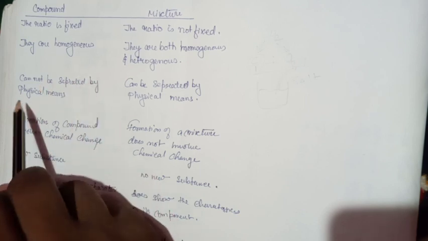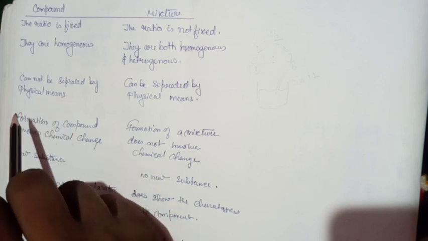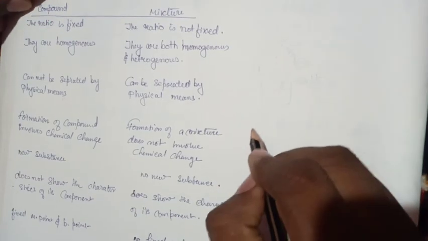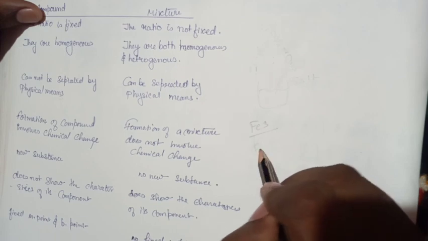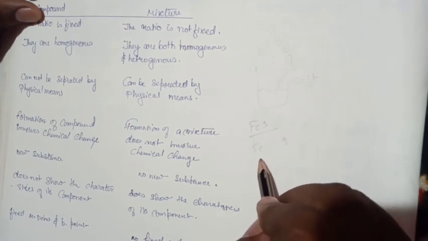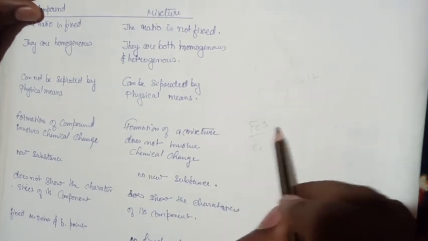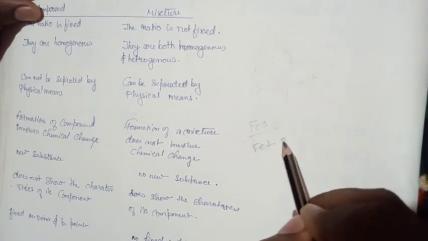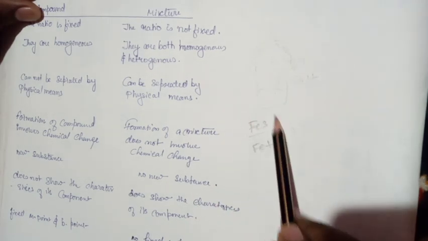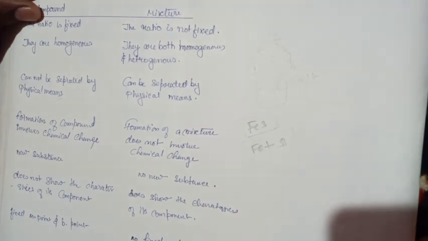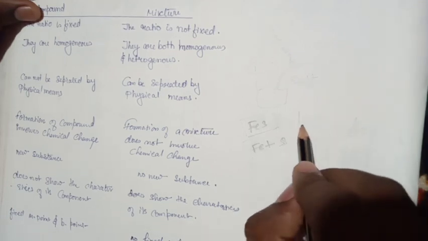Then, the next difference: compounds cannot be separated by physical means. Suppose there is a compound, ferrous sulphate. Ferrous sulphate is made with iron and sulfur. When it is burned, it combines and makes one compound, that is FeS. Now when this has turned into a compound, we cannot break it and we cannot get the iron back by physical means.